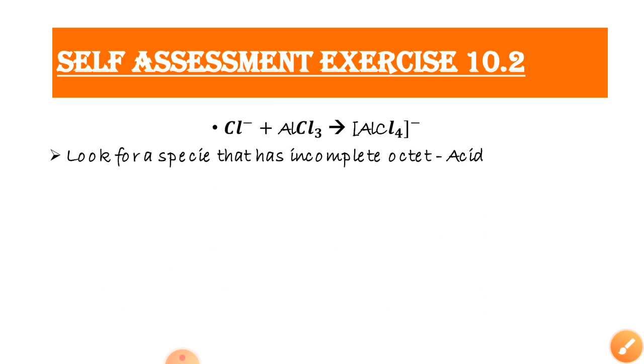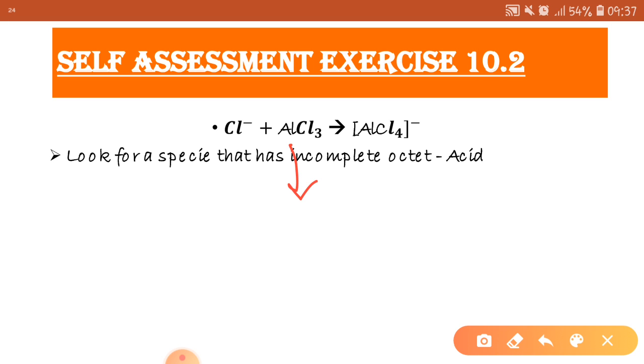Similarly, after drawing the electronic structure, you have to look for a species that has an incomplete octet, and that species is the Lewis acid. In aluminium trichloride, you observed that there were 6 electrons in the valence shell of the aluminium atom after sharing electrons with the chlorine atoms. So it is still deficient of 2 more electrons. Therefore, this aluminium trichloride will work as a Lewis acid here.